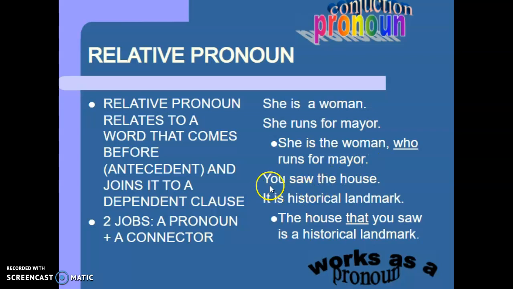So let's look at another one. You saw the house, okay? It is a historical landmark. The house that you saw is a historical landmark, okay? The word that is the relative pronoun. Those are relative pronouns. They join the antecedent to a dependent clause.